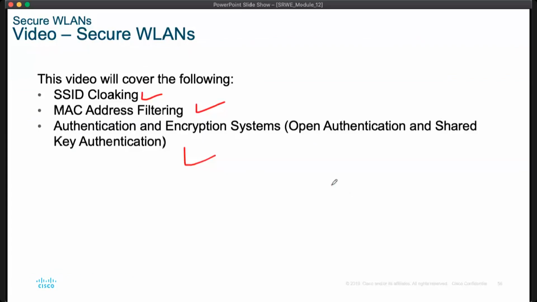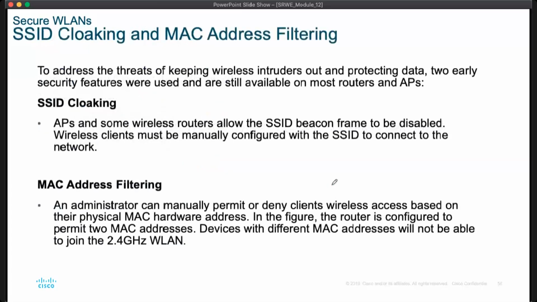So that's the secure video for the wireless LAN. SSID cloaking and MAC address filtering address the threats of keeping wireless intruders out and protecting data. Two early security features are still available on most routers and APs.